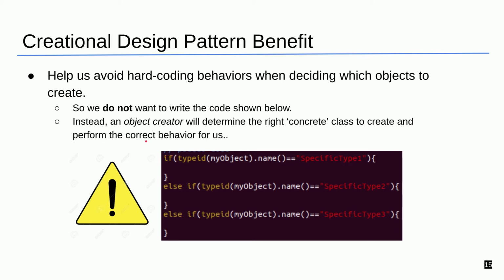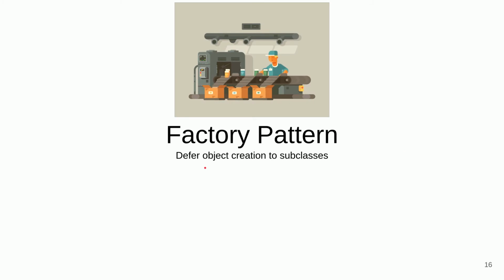So instead, what we want to do in many cases is use object-oriented features of C++ to create an object creator class. It's going to help us create the right object and then give us the right behaviors associated with that object. Okay, so the first pattern I want to talk about is called the factory pattern. What this does is it defers object creation to subclasses. It is a factory where the different components go in the right boxes.